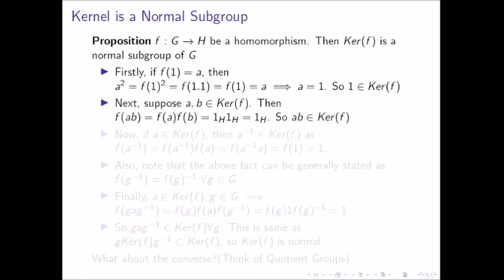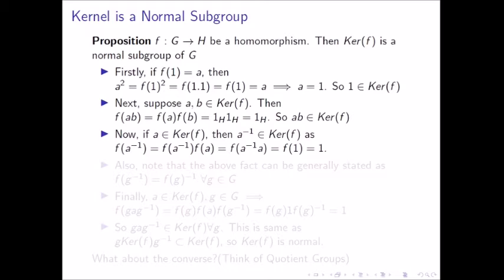Now suppose a and b are in the kernel, then f(ab) is equal to f(a) times f(b) by definition of homomorphism. But f(a) is equal to 1 of H and f(b) is also equal to 1 of H. So this product is equal to 1 of H. So f(ab) is equal to 1 of H. But that means ab is in the kernel. So indeed the kernel is closed under operation.